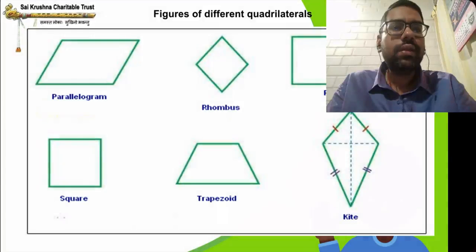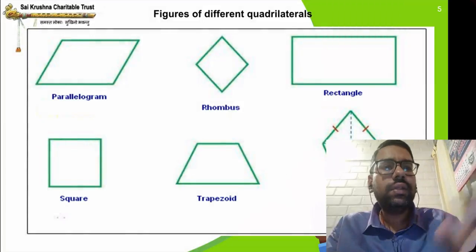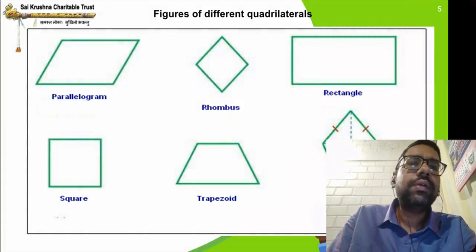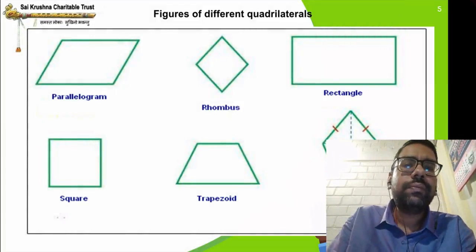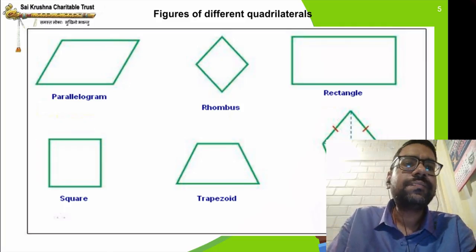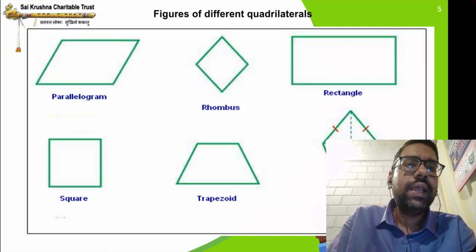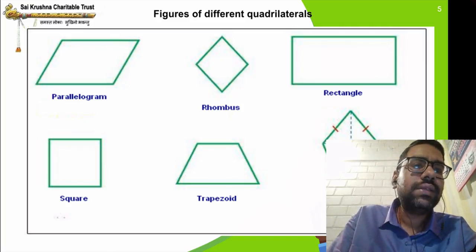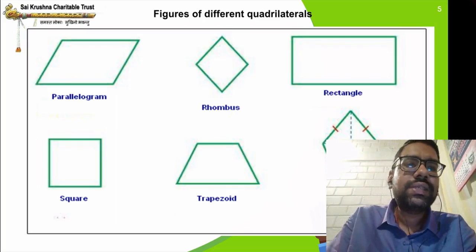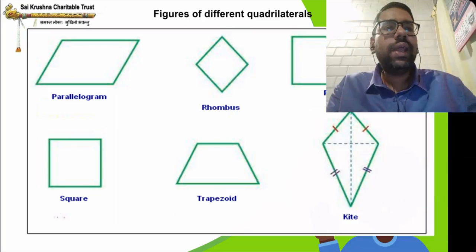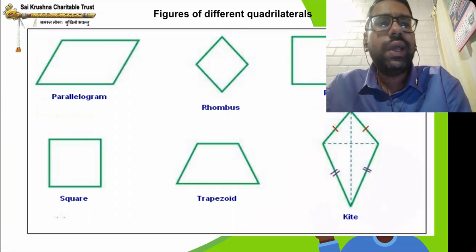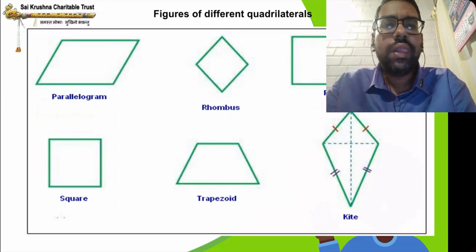Okay, so the figures of the different quadrilaterals are given here. The first figure is called a parallelogram. Its opposite sides are parallel to each other. The next figure is called a rhombus. Okay, the angle formed is 90 degrees here. That is the figure of a rhombus. Rectangle, I told you, opposite sides are equal and parallel. Square, what is the property of a square? All sides are equal, so it is called a square.